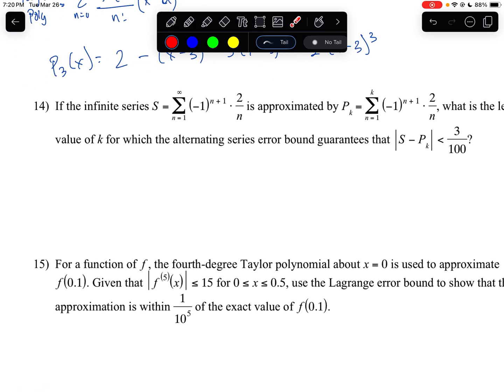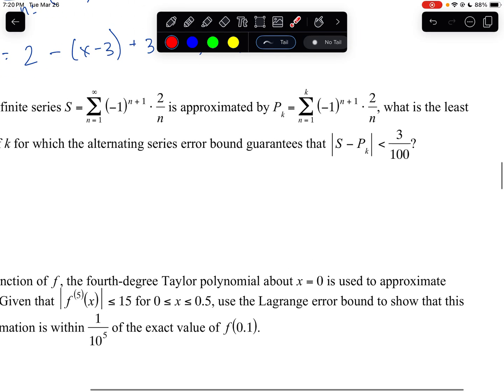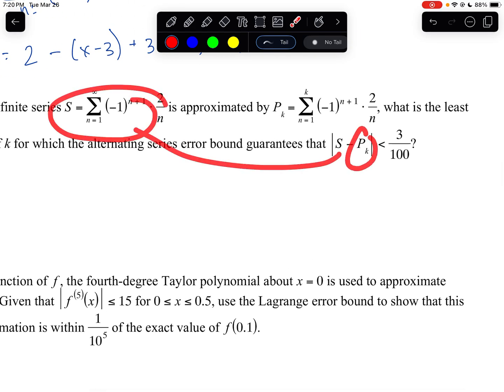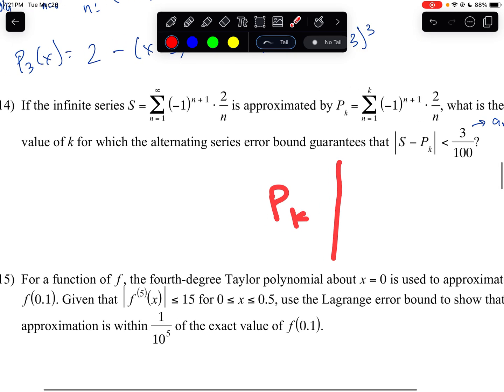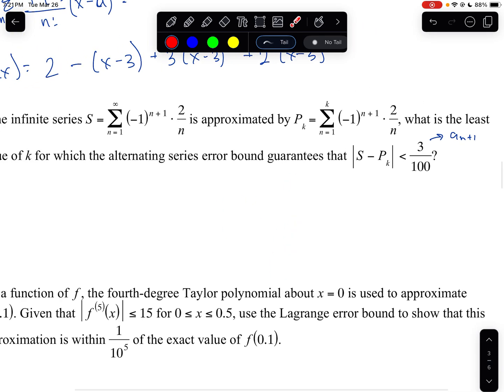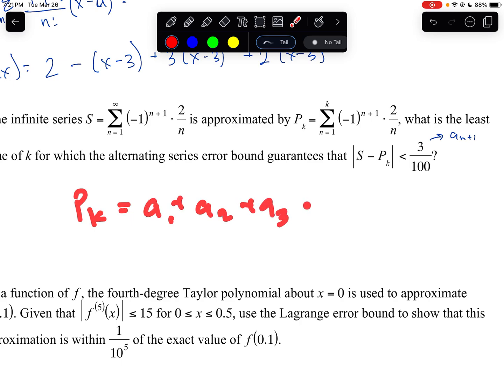So here's the thing. S is given here. P sub k is given here. This error bound has to be a sub n plus 1. It has to be the nth plus 1. This is the first omitted term. So we are going to the term p sub k, right? So I guess I can write it like this. So p sub k will be equal to a sub 1, plus a sub 2, plus a sub 3, plus a sub 4, alternating, dot dot dot, all the way to a sub n. We're going to truncate it right here.